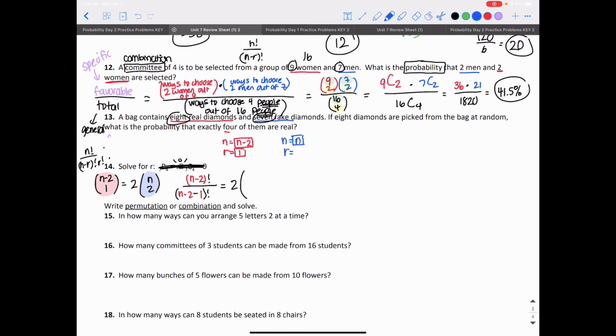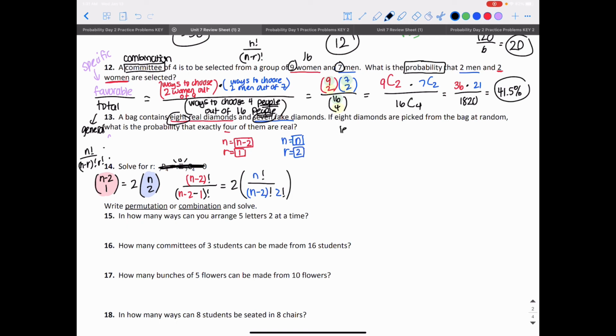And then r is equal to 2. And everywhere I see an r, I'm going to replace it with 2. So I'm going to have n factorial in the numerator, all over n minus 2 factorial times r factorial, which is 2 factorial. And this is it rewritten.